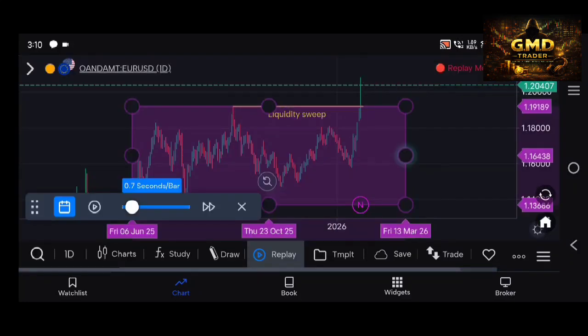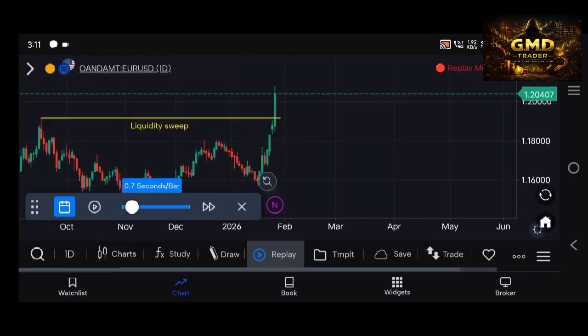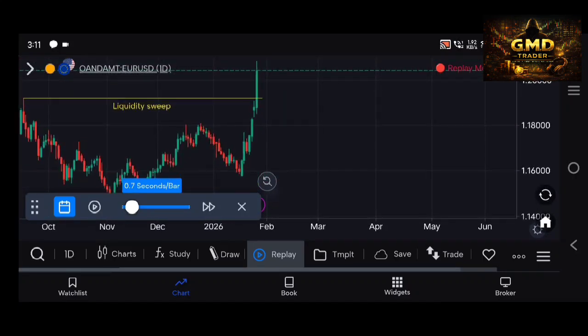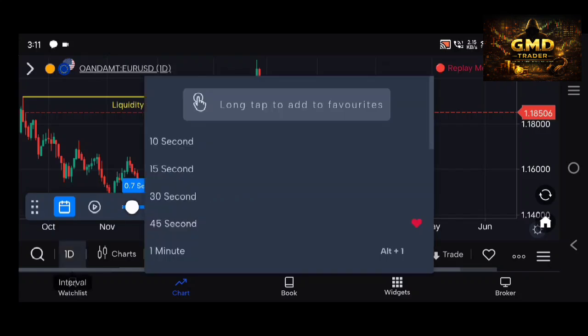Here we got our liquidity sweep. Now see the trap working here. As soon as players enter this trade for a long, the market reverses within the second candle. And here everyone's SLs are gone.